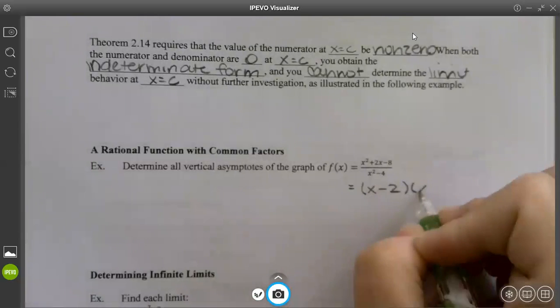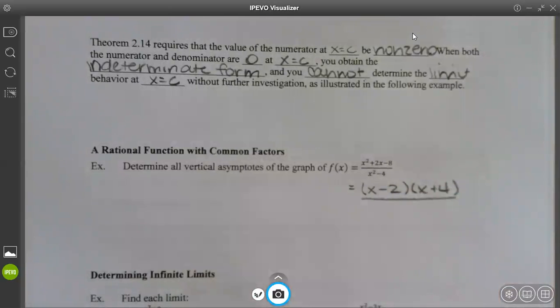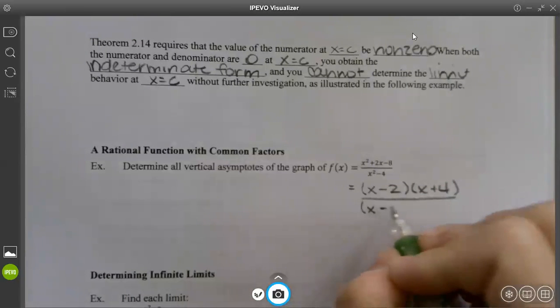Negative 2, positive 4. That's okay. On the bottom, how do I factor x squared minus 4? X minus 2, x plus 2.